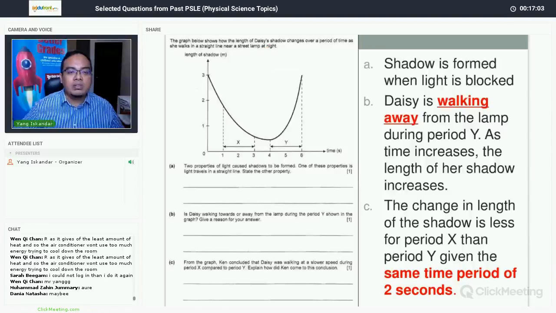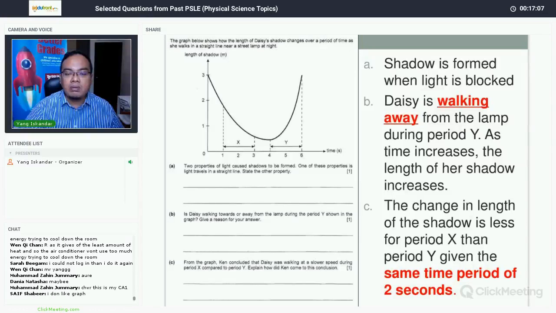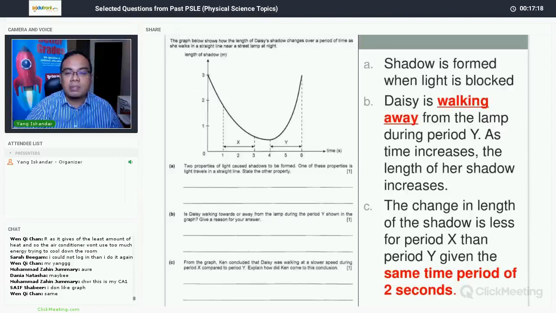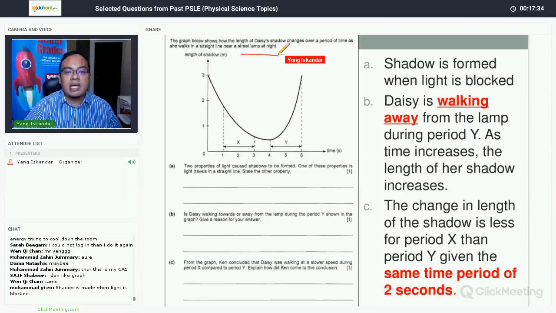Okay, the graph below shows the length. Okay, this is a past PSLE question, I think quite some time back, maybe 2013 question. Teacher, this was in my CA1. Yes, I know. Many schools, they like to use past PSLE questions, especially the old ones. All right. The graph below shows how the length of Daisy's shadow changes over a period of time as she walks in a straight line near a street lamp at night.